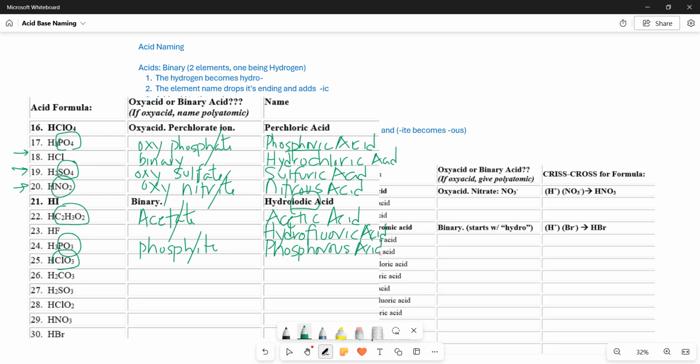Okay, next one. This poly is chlorate. We're going to take the ate off and add ic. So this is going to be chloric acid. The next one, this is a poly called carbonate. This is an oxy, so we're going to take the ate ending off and add ic. So this is going to be carbonic acid. I'm just going to put ditto there. Okay, the next poly, this is an oxy. This is sulfite. We're going to take the ite ending off and add ous.